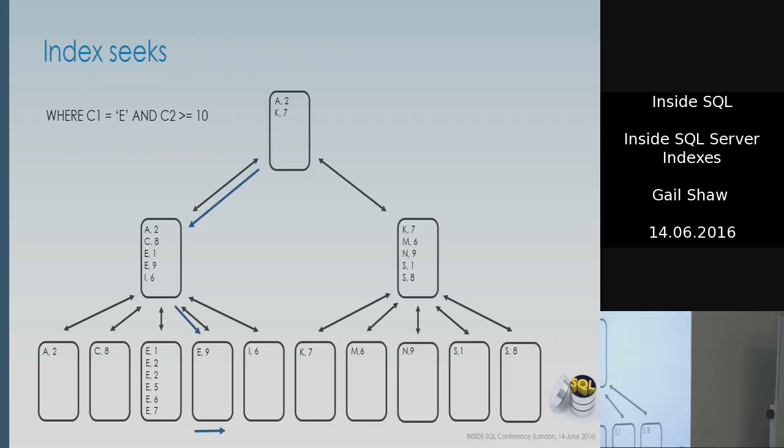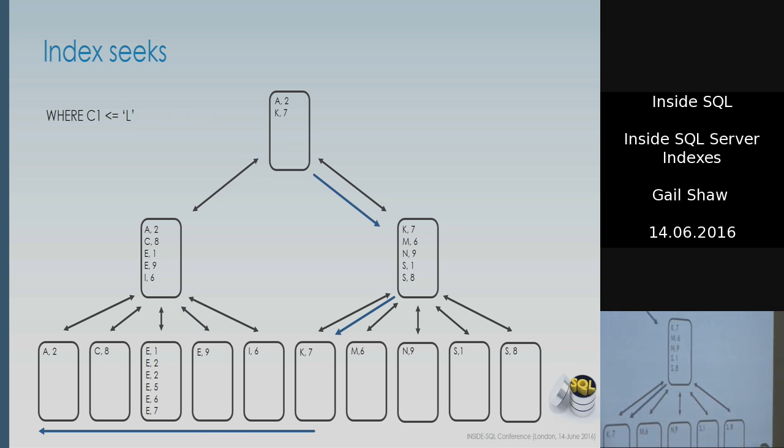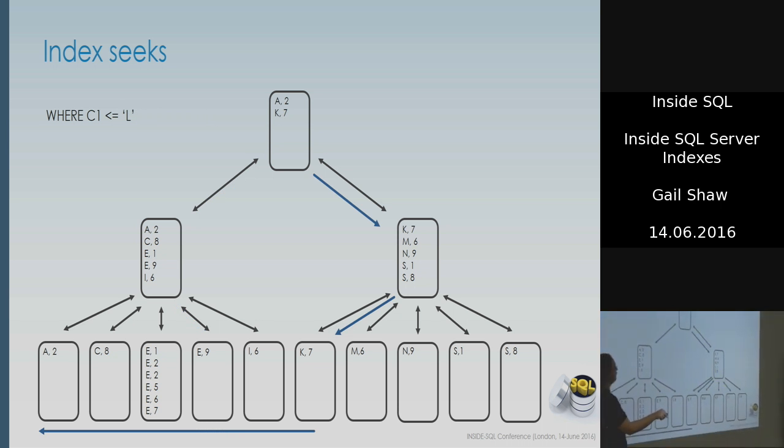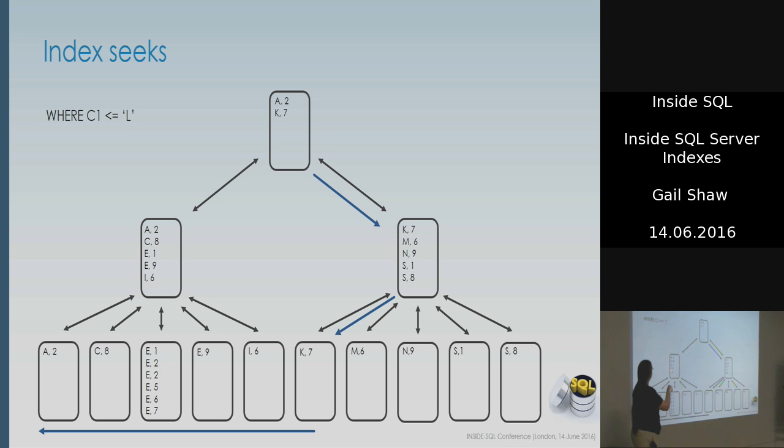Because we've seen that we're looking for C1, so we can seek down that one, and find it somewhere there. Happy with that? Simple enough.